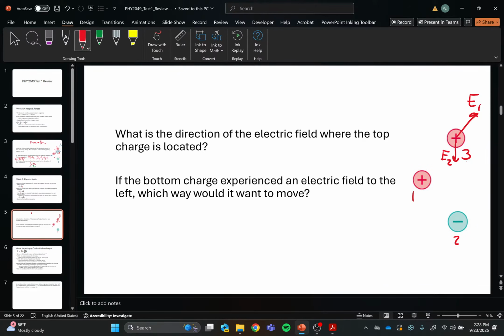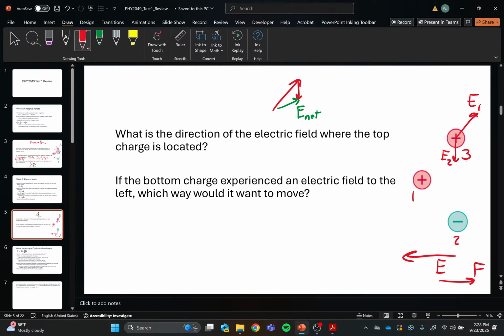Field due to 3 doesn't exist because you can't make a field where you're located, because then you'd be affecting yourself, and that's weird. Doesn't happen. So net field, boom, you got 1 up, 1 down. The net field is somewhere in between. If, hypothetically, there was a field on the bottom to the left, why? Who cares? It doesn't say why. It just says there is. Which way would that negative charge want to move? Rule of thumb: electrons always do the opposite of what you intuitively would expect. So, intuitively, you think it'd go in the direction of the field, but it's negative, so it goes the other way.